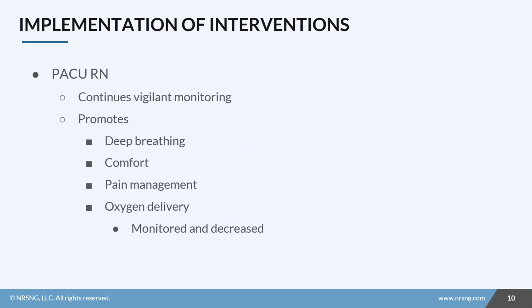So what happens after the patient receives a very thorough assessment by the PACU-RN? Well, of course, the RN is going to continue monitoring the patient closely, but they are also going to begin promoting interventions like deep breathing, oxygen delivery that can eventually be decreased, mobilization, and pain management. So guys, the hospital where I work is super quick with some of the patients being discharged within an hour. So as you can imagine, the PACU-RN must be very efficient and focused in the care of their patients.